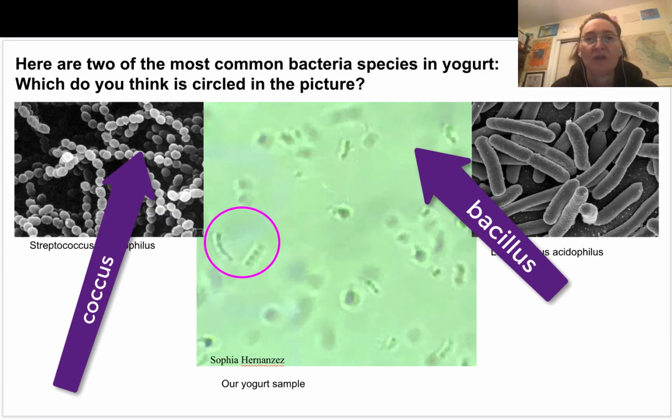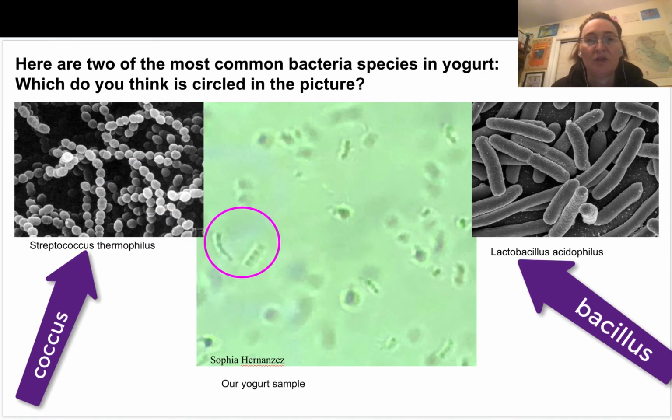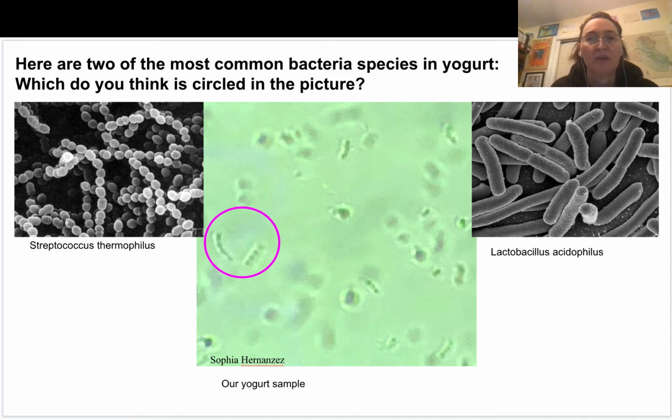All right, so let's apply that information to our microscopic picture. Not all of us were able to get a picture as clear as Sophia's. I've zoomed in a bit on this image, even some more, but circled in purple are some of the bacteria in that sample. Which one do you think this picture shows? And if you said Streptococcus thermophilus, you are right. You should see here these little ball shapes in a line. That indeed is the Streptococcus thermophilus, not the Lactobacillus acidophilus.